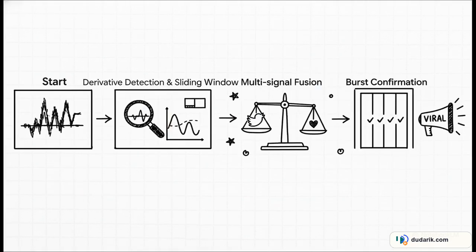It's a pretty sophisticated multi-stage algorithm. First, it uses derivative detection, a bit of calculus, to spot any sudden acceleration in likes or retweets. Then it uses a sliding window to smooth out all the random noise. After that, it fuses multiple signals into a weighted score, giving more importance to things like retweets. And finally, it has a confirmation step to make sure it's a real burst and not just a false positive. It's a surprisingly smart way to track virality.